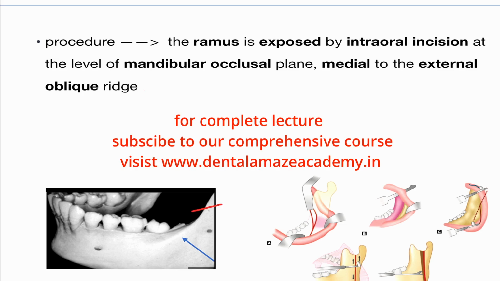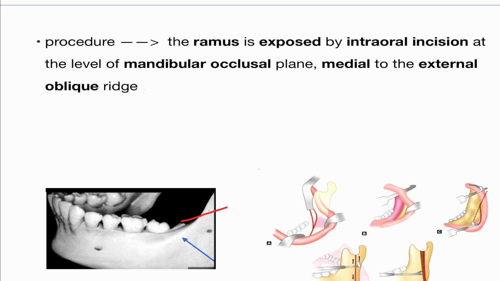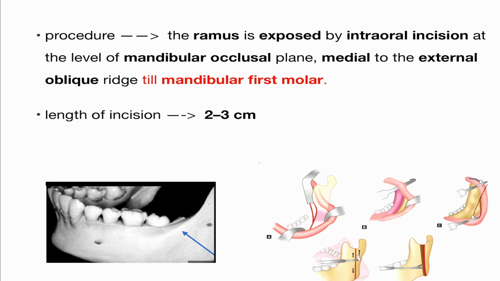So you go medially, inside, and you have to expose it. You start from the lingula, anterior to the lingula, this lingula is not shown here, and you cut it, coming up to a particular point, medial to the external oblique ridge. I'll show you till where: till the mandibular first molar. Now in the options they will give you mandibular second molar and all. Please make sure that it is till the mandibular first molar. So it starts medial to the external oblique ridge, at the level of the occlusal plane, and you just need to go for a vertical incision and expose it. This part is not shown here, it comes like this.